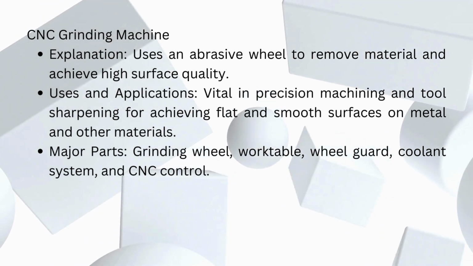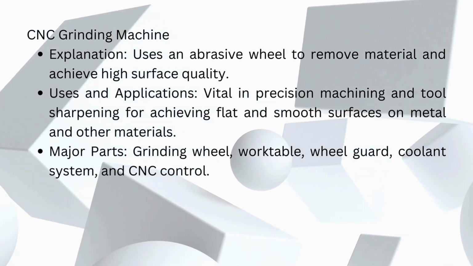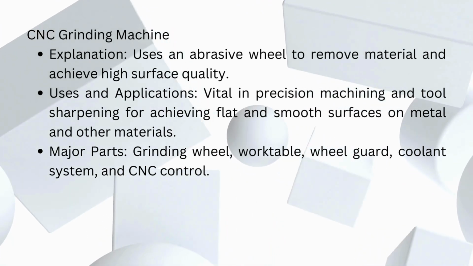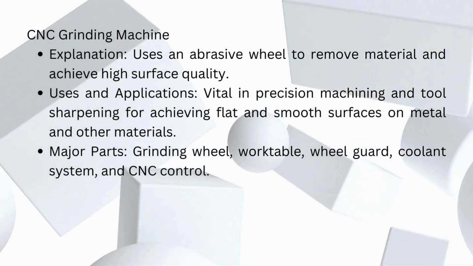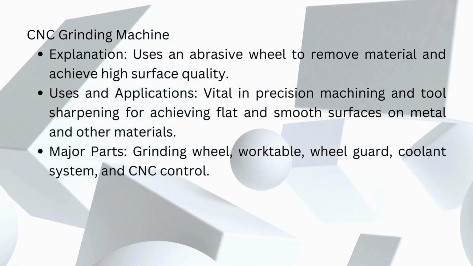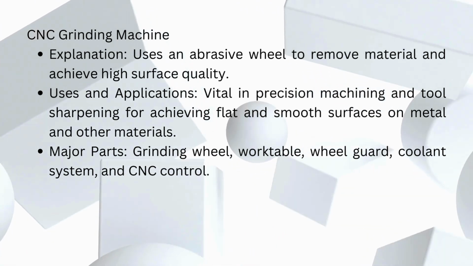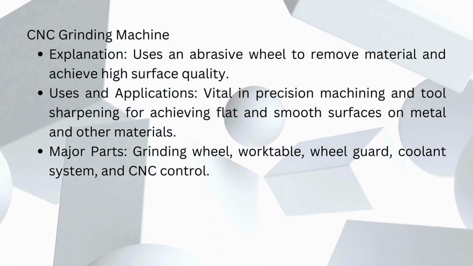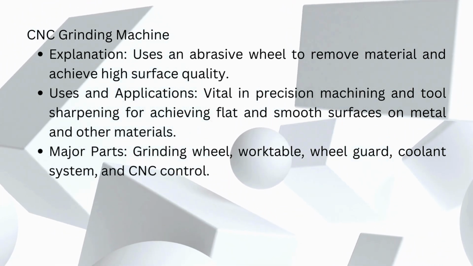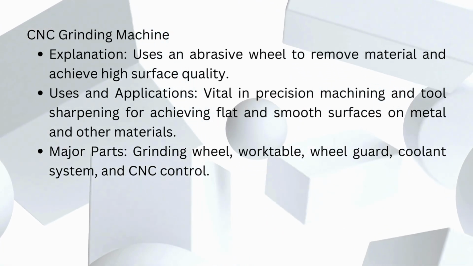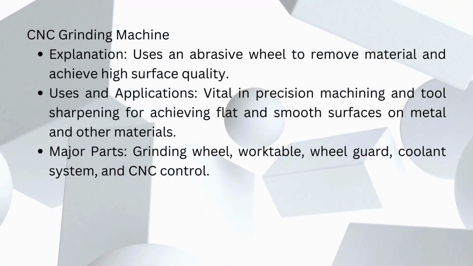CNC grinding machine. Explanation: uses an abrasive wheel to remove material and achieve high surface quality. Uses and applications: vital in precision machining and tool sharpening for achieving flat and smooth surfaces on metal and other materials. Major parts: grinding wheel, work table, wheel guard, coolant system, and CNC control.